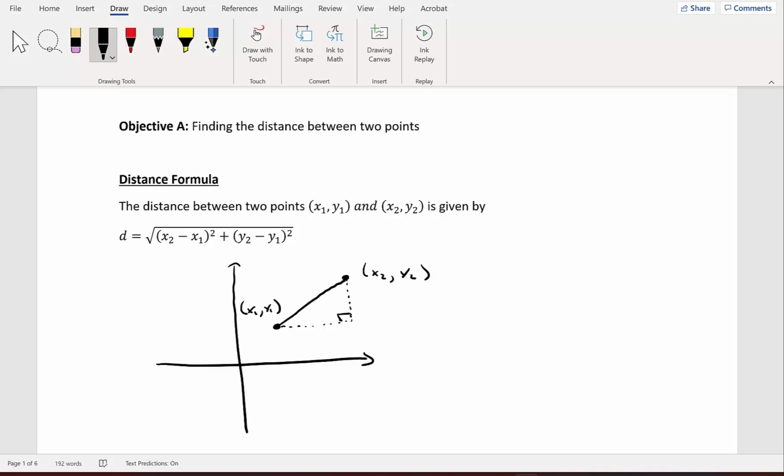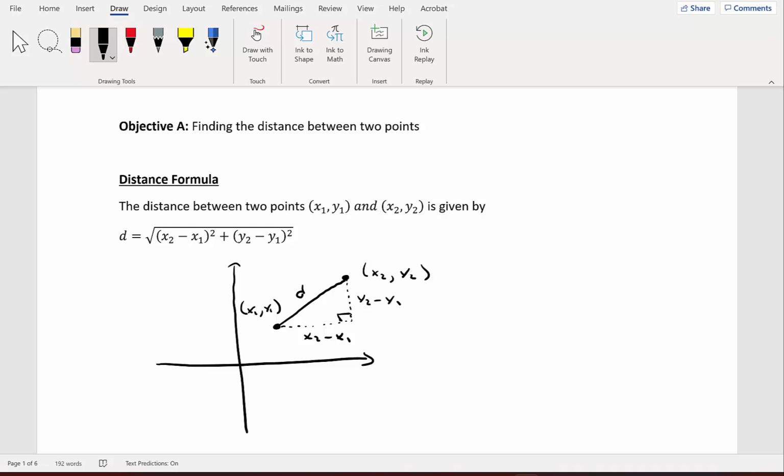Now on the bottom side of the triangle, the leg, I can find the distance here by subtracting my x-coordinates. So this would be x sub 2 minus x sub 1. And for my other leg, this would be y sub 2 minus y sub 1. So notice, we're really trying to find out what the hypotenuse of this triangle is. Okay, so I'm going to label my hypotenuse as d. So now we have a right triangle.